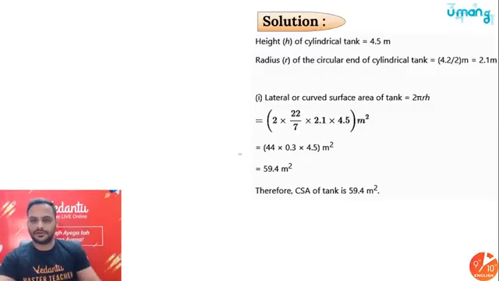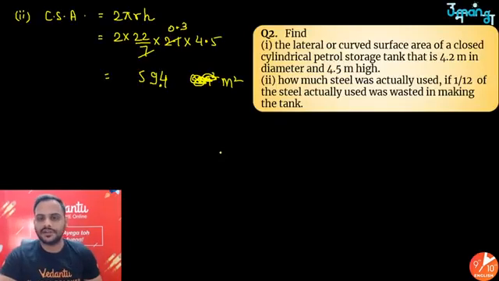59.4 meter square, is it correct? Yes. So it is saying how much steel was actually used if 1/12 of the steel actually used was wasted in making the tank. So we have to make this tank.